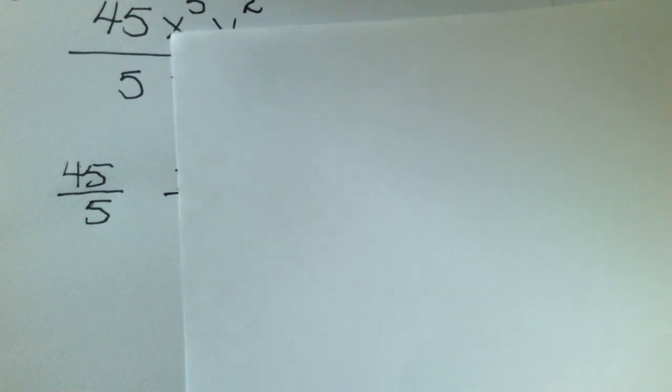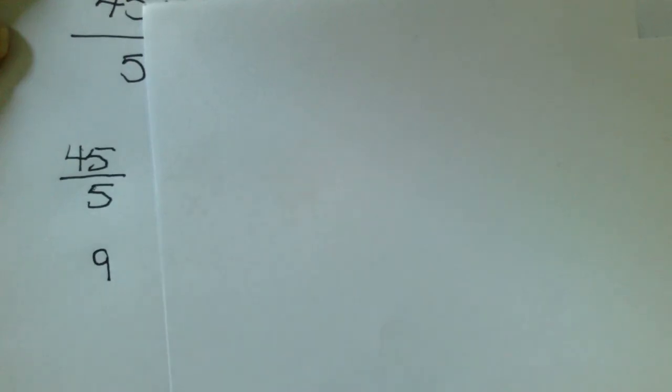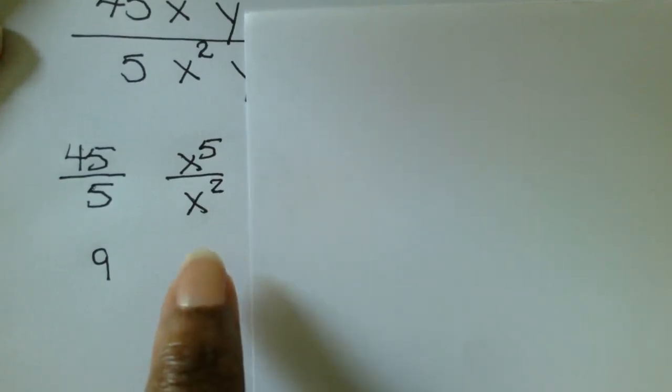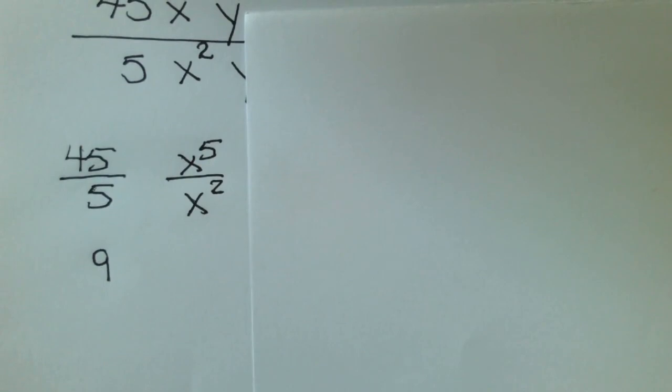So if we work with the 45 divided by 5, we're just doing simple division, okay? So 45 divided by 5 is 9, okay? Because 9 times 5 gives me 45. Now this is the part that's probably holding a lot of people back. So we have x to the 5th divided by x squared.